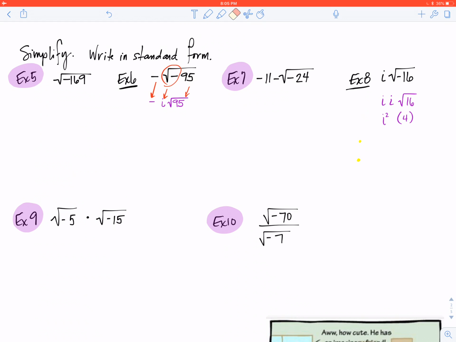i squared, we're going to be finding out, is simply the square root of negative 1 times the square root of negative 1. And when you have two square roots being multiplied together, you know that you're just left with the inside. So that is just going to be a negative 1. Negative 1 times 4 then is negative 4.